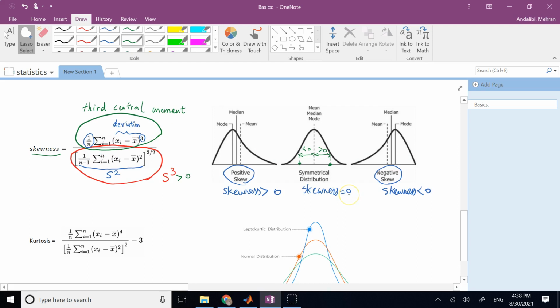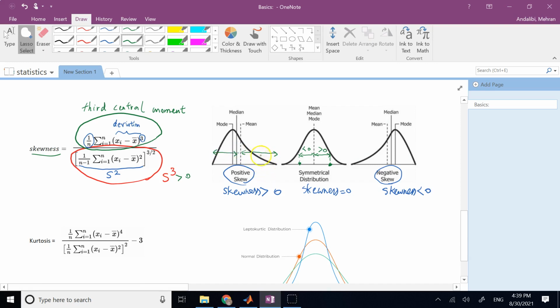So skewness is 0. Now, if the data is like this, then you have the long tail on the right side. What does it mean? If you see here, I have more deviations on the right side of the average than on the left side.